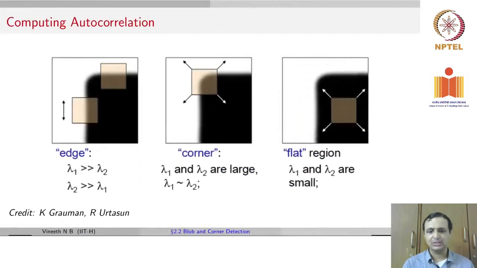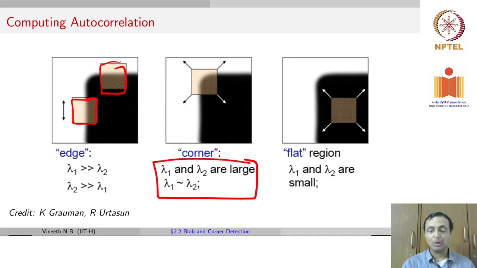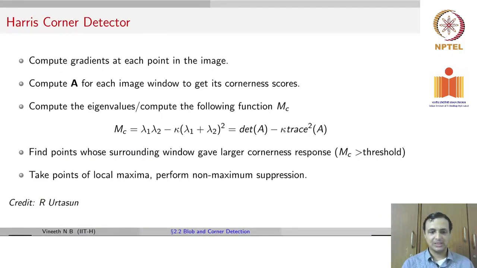So let's see how you actually do this inference. So just another way of looking at it is, wherever there is a vertical edge or a horizontal edge, you're going to have either lambda 1 greater than lambda 2 or lambda 2 greater than lambda 1. At a corner, you're going to have both lambda 1 and lambda 2 to be large, and in a flat region, you're going to have both lambda 1 and lambda 2 to be very small. So what do we do with this?